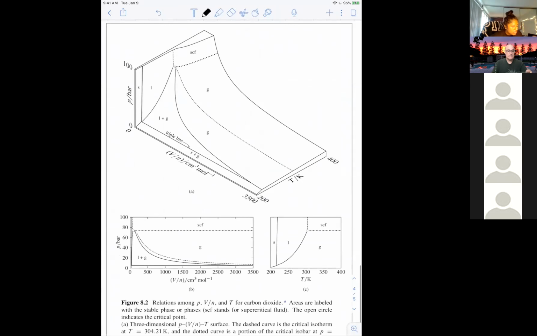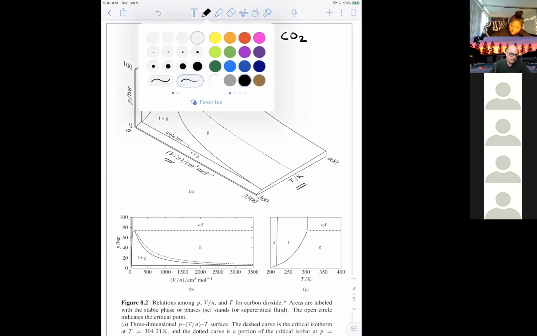All right, so here's the 3D phase diagram. This is going to be CO2. We have temperature along one axis here. We have volume, actually molar volume, along this axis. And then we have pressure along what we would maybe think about as being the z-axis. This is kind of hard to figure out, and it would help if there were some shading going on here, right?